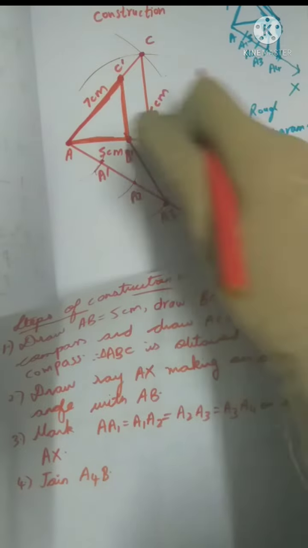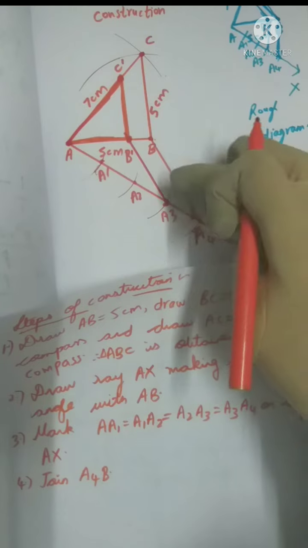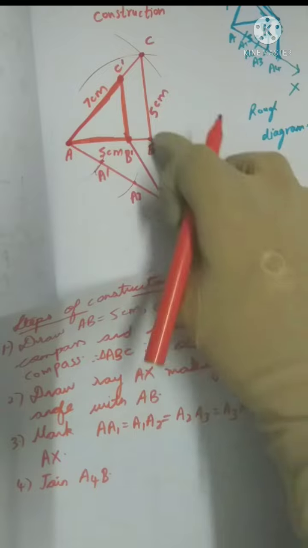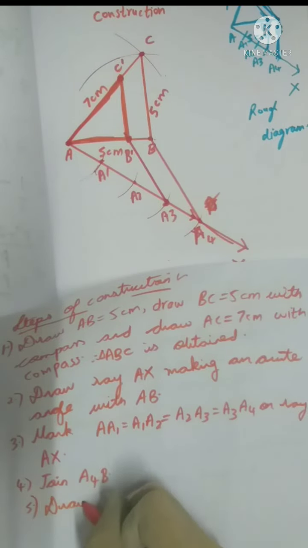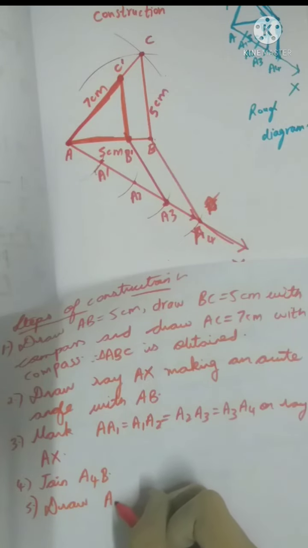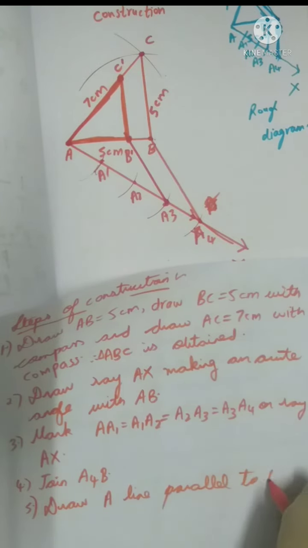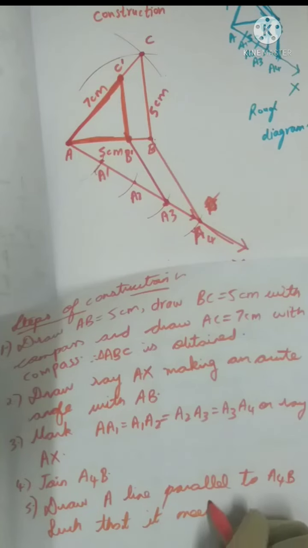I'm just understanding and writing. Then draw a line parallel to A4B through A3 such that it meets AB at B dash.